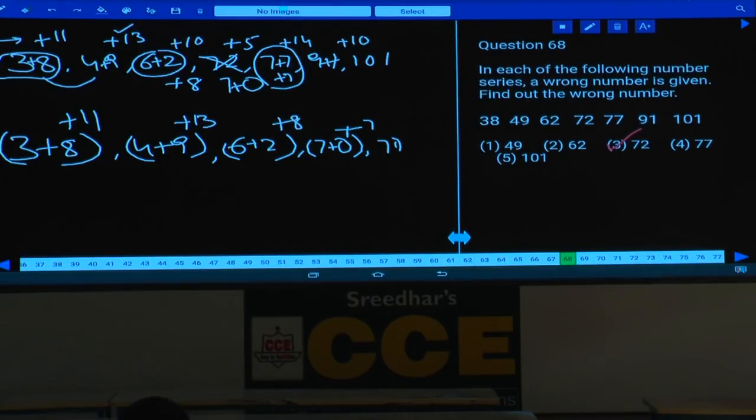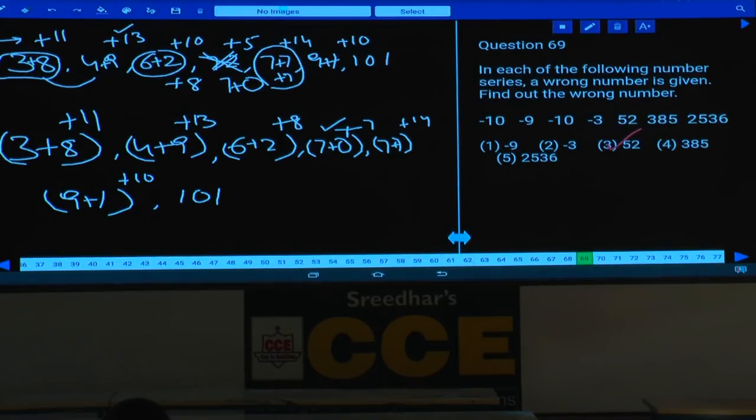And in 77, 7 plus 7 is 14. And 77 plus 14 is how much? 91. 9 plus 1 is 10. 91 plus 10 is 101. Hence what is the wrong number here? 70 is the correct number. 72 is the wrong number. Done with this? Now this is about question number 68. Then after this question number 68, next one.